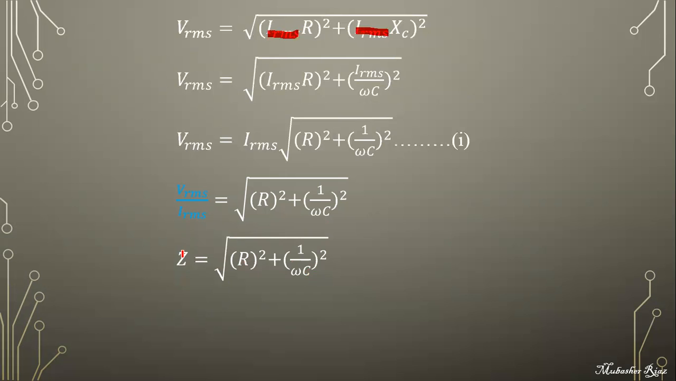So by putting the value of Z in equation number 1, आप यहाँ इसकी जगह पर equation 1 में Z put करेंगे, then VRMS becomes equal to IRMS into Z. So with the help of this equation, we can determine the resultant voltage, where VRMS is the resultant voltage which is applied by the source, and Z is the total resistance offered by the circuit, and IRMS is the amount of current passing through the circuit.